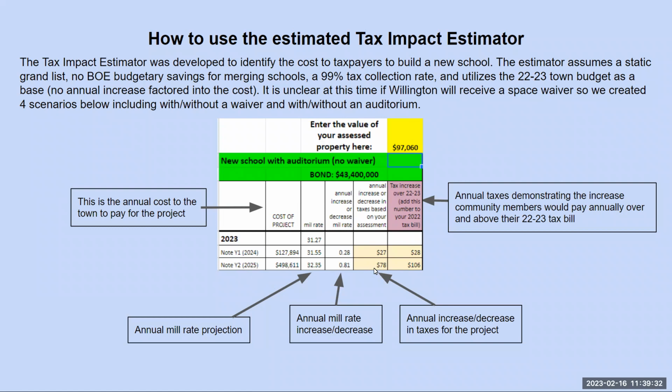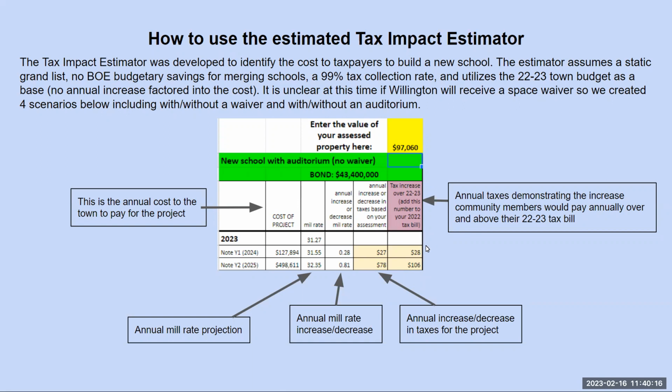If you want to see what your tax increase is over your 22-23 tax bill, add this number to your 2022 tax bill. So for example, if my tax bill was $4,000, in the first year, I would add $28 to that $4,000. The next year, in 2025, my tax bill again in 2022 was $4,000, I would add $106. So each year you add this column's number to your tax bill over and above your 22-23 tax bill.